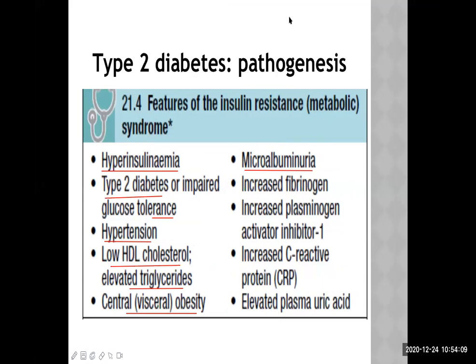There may be an increased level of fibrinogen. Fibrinogen is a type of clotting factor. There may be increased plasminogen activator inhibitor 1. There may be increased C-reactive protein, and there may be elevated plasma uric acid. All of these may not be present in a single patient. Always remember this. But if these important factors are present, then we call it metabolic syndrome. This metabolic syndrome is a very important state for insulin resistance or type 2 diabetes. Let's move on.